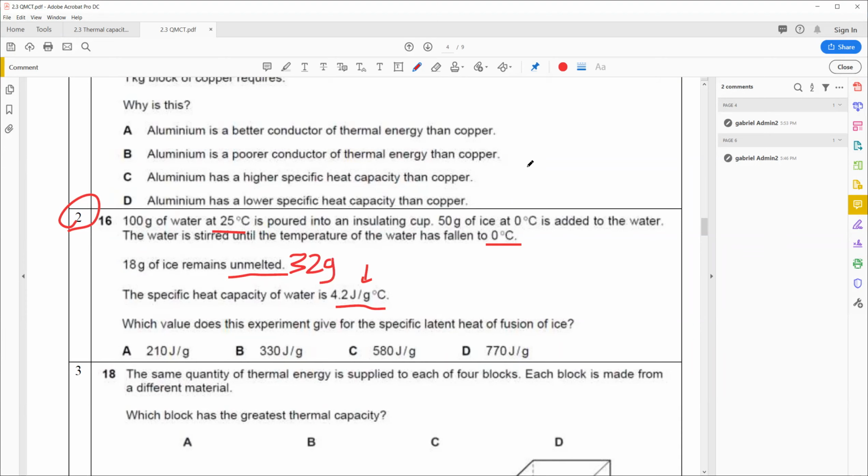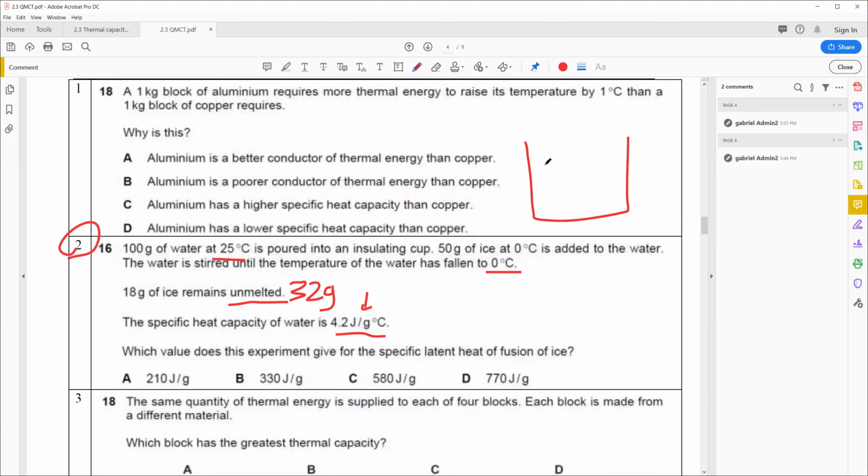From here, if I were to draw the diagram, basically there's 100 grams of water at 25 degrees Celsius, and you put 50 grams of ice at 0 degrees Celsius, and you're waiting for it to melt. At the end of the day, the ice that melted was 32 grams, and the only ice that did not melt was 18 grams here. From here, this situation is yet again thermal equilibrium.